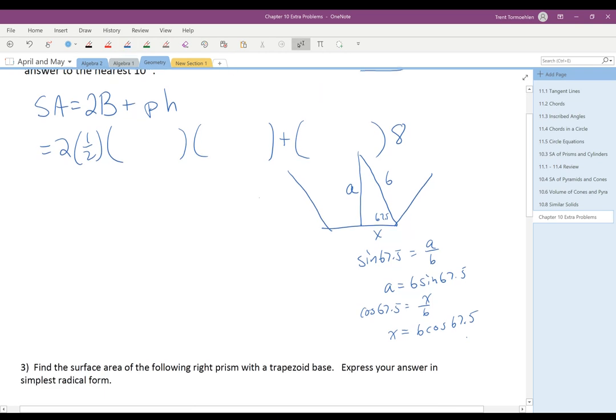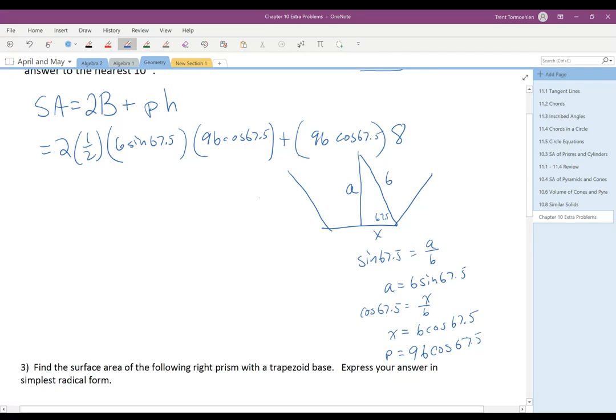Since x equals 6 cosine of 67.5, that means the perimeter is going to be 96 cosine of 67.5 because we're going to multiply x by 16 because it's half the side length. And so that means if we've got 8 sides, there are 16 halves. So we multiply by 16 to find out what the perimeter is. So it's going to be 6 sine of 67.5 for the apothem and then 96 cosine of 67.5 for perimeter.